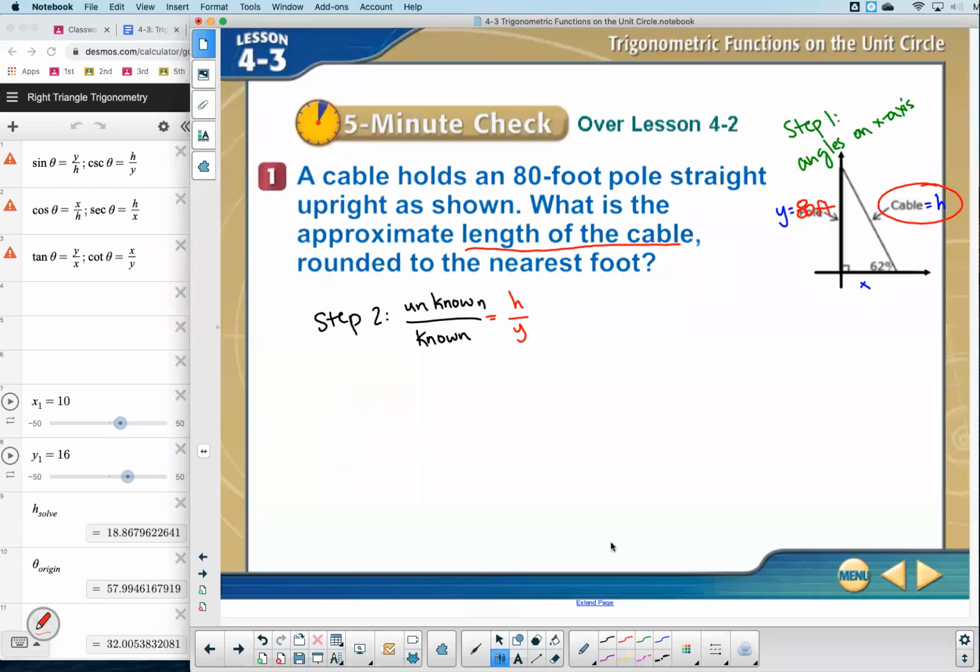Okay, let me see if I can open it up. I think I opened the right one, so I did the countdown. Lessons are open. Okay, so one more time. Which trig function should we use to find h over y?